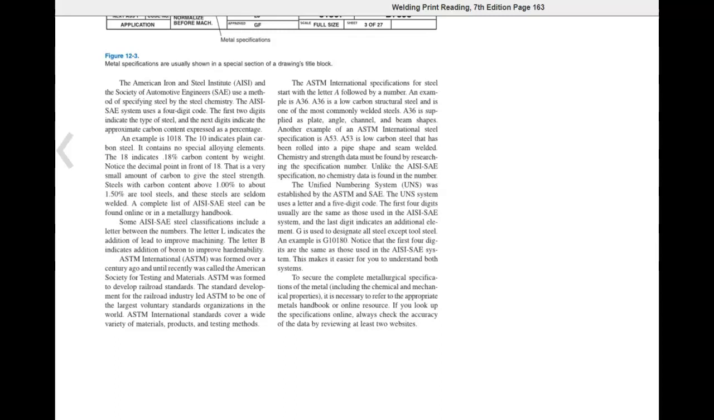To secure the complete metallurgic specifications of the metal, including the chemical and mechanical properties, it is necessary to refer to the appropriate metals handbook or online source. If you look up specifications online, always check the accuracy of the data by reviewing the last 2 websites.